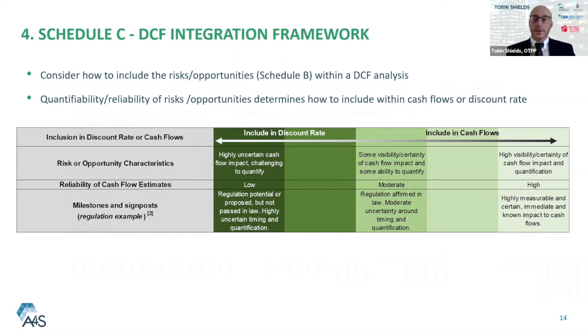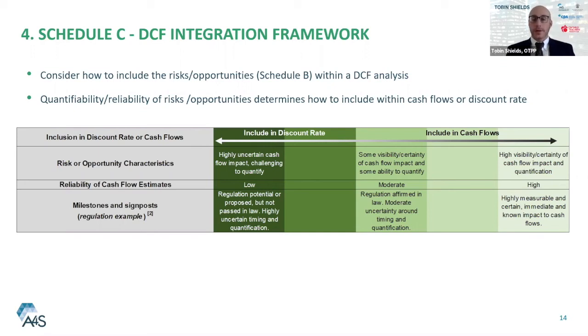Schedule C, DCF integration framework. For each risk and opportunity identified on the scorecard from Schedule B, use Schedule C to consider how to include these within a DCF analysis. This table shows the thought process behind whether the risk or opportunity should be included in the discount rate, in the cash flows, or both. Generally, as quantifiability, reliability, and the certainty of risks and opportunities increases, it's preferable to include these in the cash flows rather than the discount rate, although this is at the discretion of the valuator.